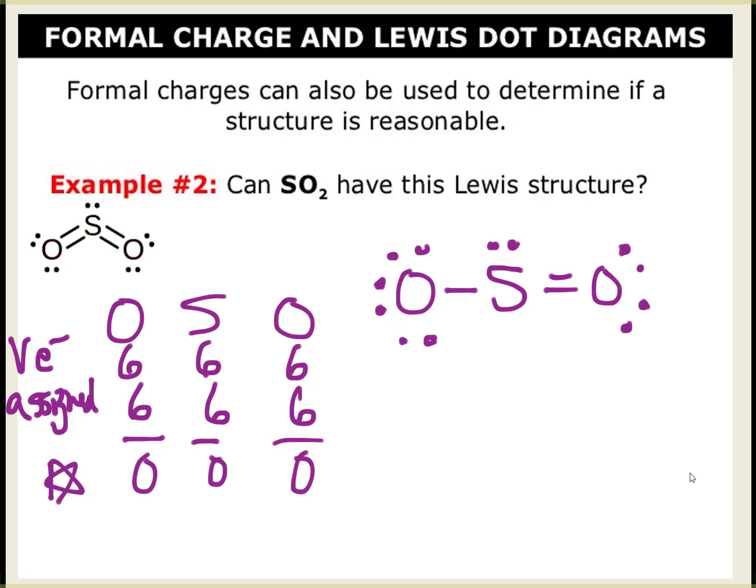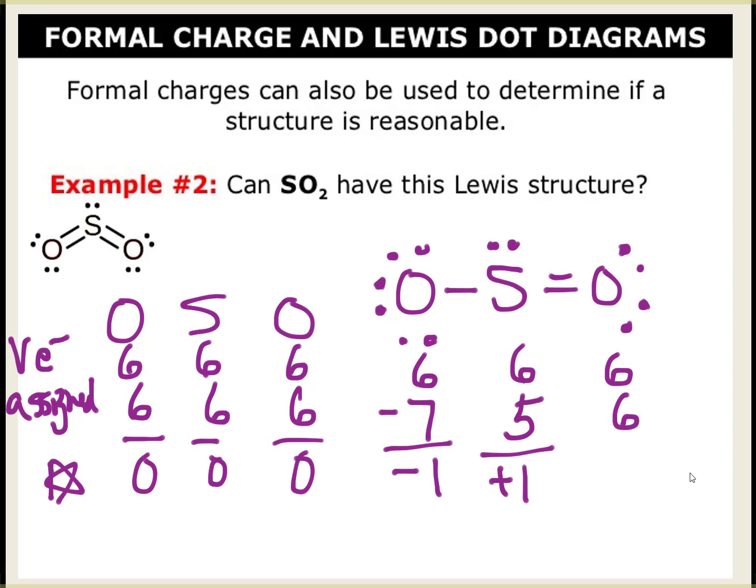Let's look at this one and just kind of compare it. So again, they all have 6 valence electrons. Let's assign the electrons for that first oxygen. So it has 6 of its own plus 1. We get a 7. So we get a -1. This sulfur has 1, 2, 3, 4, 5 assigned to it. So that's a +1. And then this oxygen has 4 of its own, 6. So you can see that this one's the least desired because it is deviating from the 0. So it would not be this one.